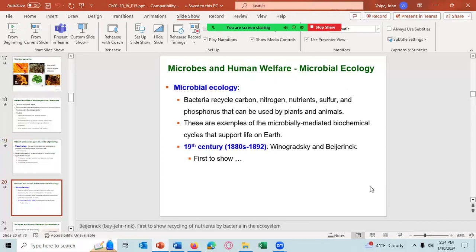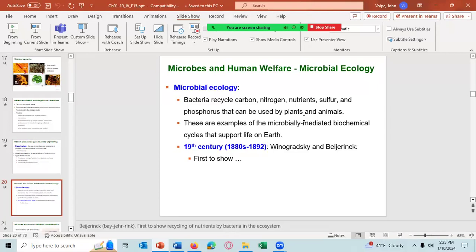Microbes have been involved in human welfare, and we call this microbial ecology. Microbial ecology is important because bacteria are important in recycling carbon, nitrogen, nutrients, sulfur, and phosphorus on the planet Earth. And you need to recycle these elements and nutrients, or else they would accumulate in one place on the planet Earth, and then you would never be able to use it for future life.